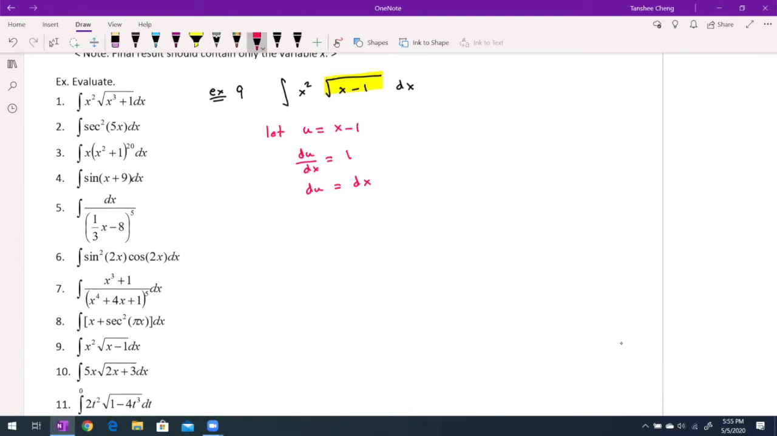Since du is equal to dx, I can only replace dx with du. But I still have this x squared right here that I don't know how to deal with. When you look at the substitution, it becomes the integral of x squared, square root of u, and then du. So we have a problem with this x squared part. Are you all okay with this?